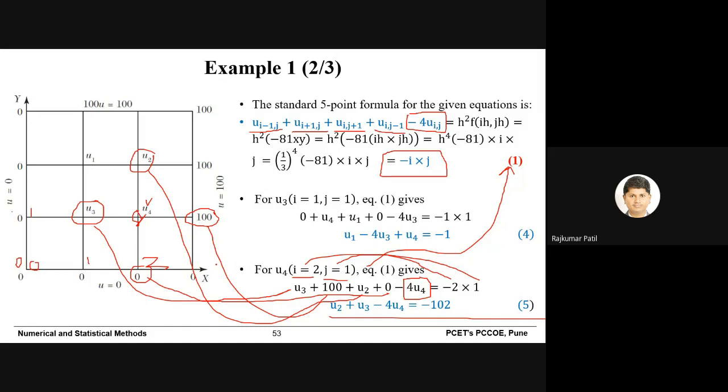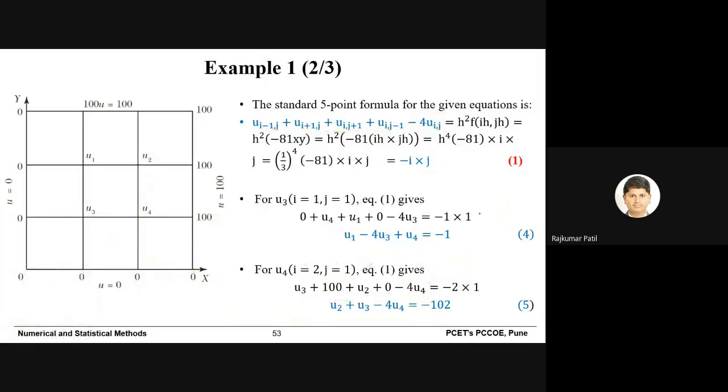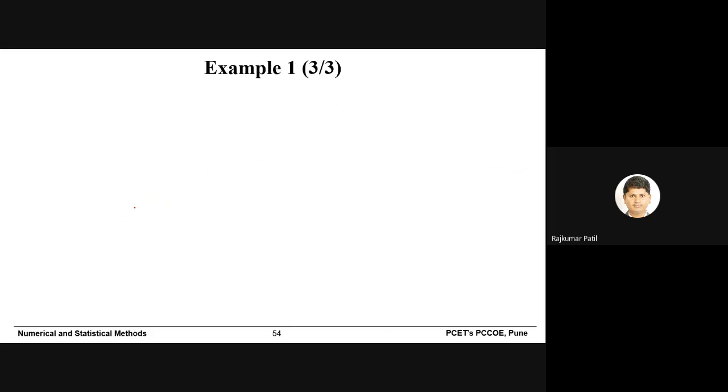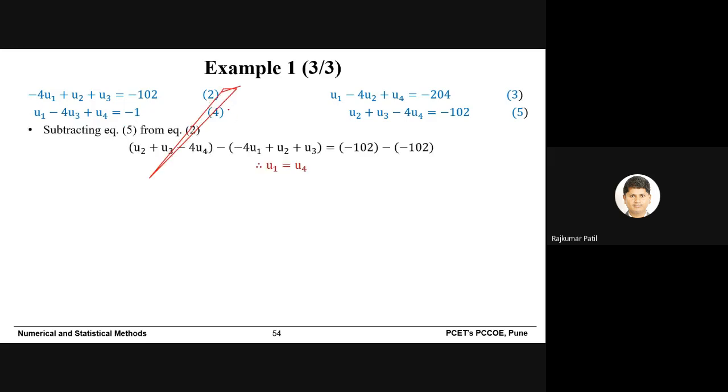So this is what we did. We utilized equation number 1 and derived equations for u1, u2, u3 and u4. So we have these 4 equations. So here you can see these are the 4 equations, equations 2, 3, 4, 5.